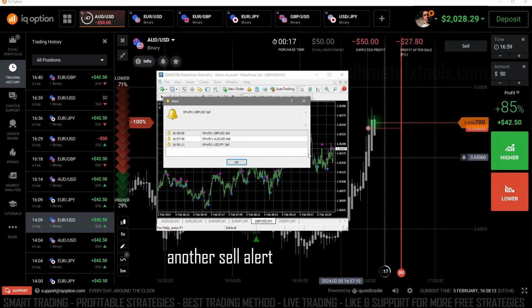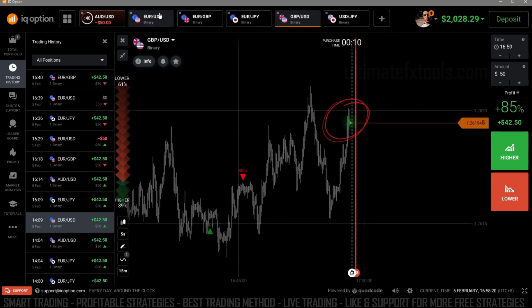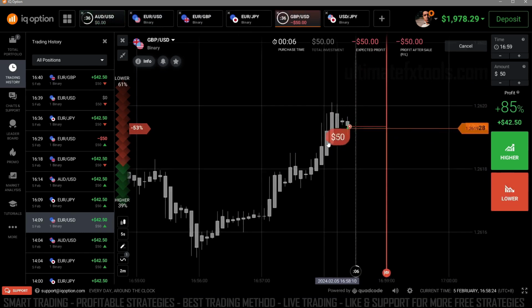Another sell alert for GBP/USD. This is a good trading spot for our 5-second candle bar. Let's reverse it and trade lower.